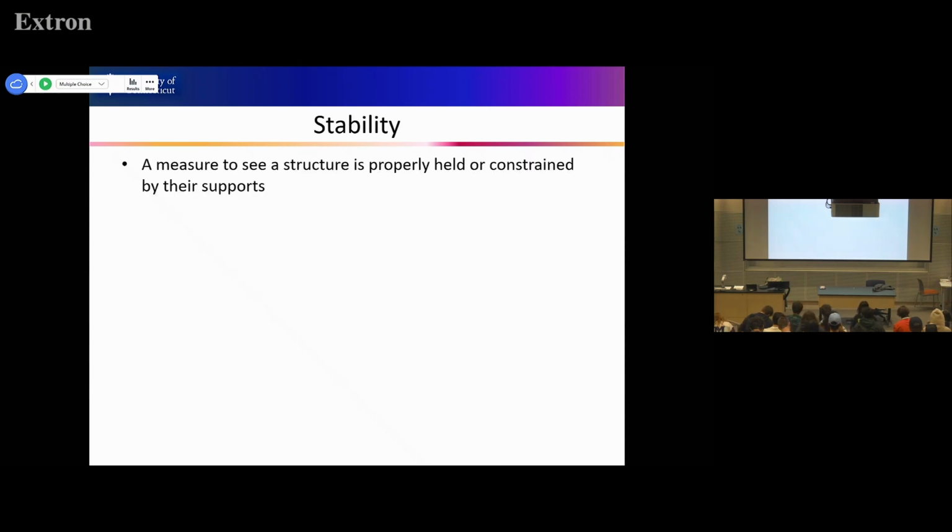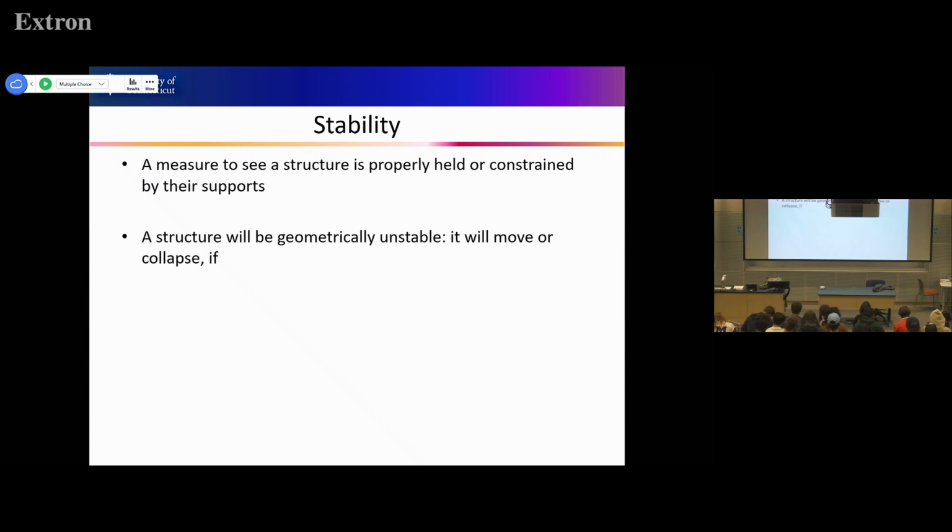And the second measure is stability. So stability is a measure to see whether the structure is properly held or constrained by its supports. So stable or unstable. Unstable, the structure is moving. Stable, the structure is not moving, right? So some mechanical systems are unstable but good. Civil structures should not be unstable, right?